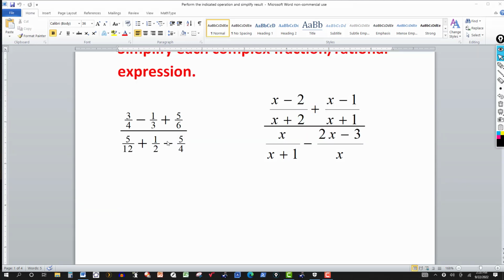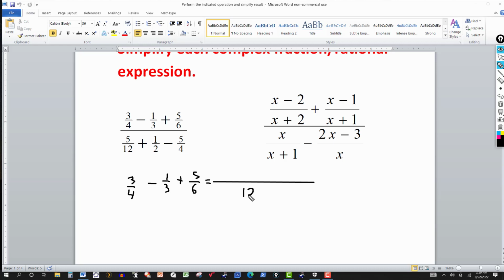So we're going to look at the first one here. One way to do it is to simply treat the numerator as one problem, treat the denominator as a separate problem, and just work them out. So 3 over 4 minus 1/3 plus 5 over 6. And then we just find the common denominator, which is 12. 4, 3, and 6 all go into 12.